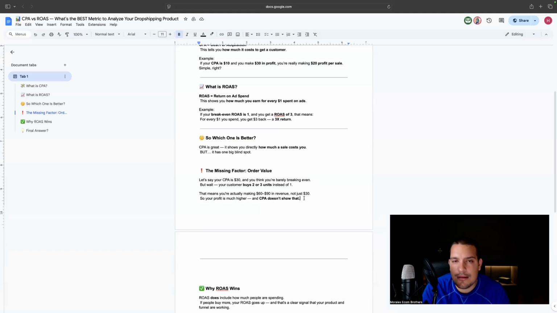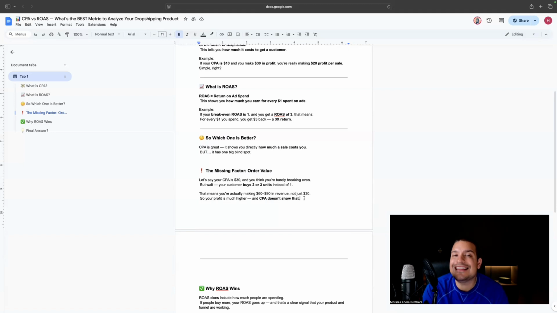But the problem is, most of the products that we sell get 2-3 units at a time. So people buy more than 1 unit. It's not 2-3 sales, it's still 1 sale, but more than 1 unit. So instead of making a $30 profit margin, I'm making 60 or even 90 or even 120 sometimes. So even if it costs $30 to acquire a client, I'm not actually making 30, I'm making 90. Minus 30, I'm left with $60 profit.